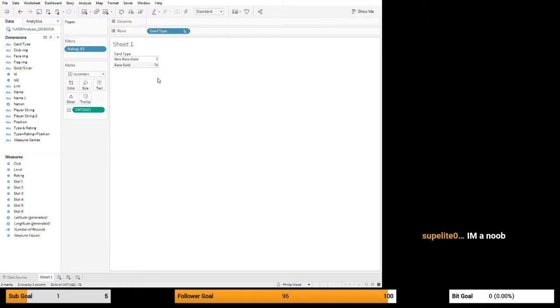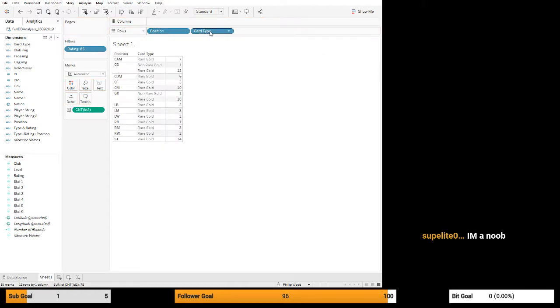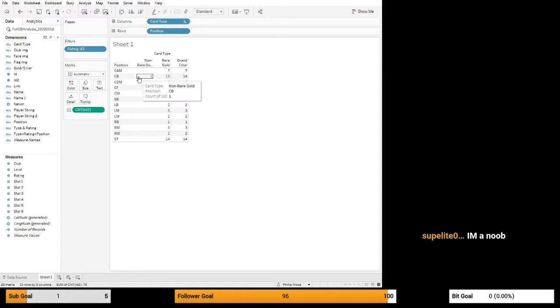Now we see we've got 76 rare gold 83s, yeah? Because the 83 rating is what we filtered by. Let's put the position up here. Actually, I'll switch them around. So now you can see, let's just sort that a little. My brain doesn't work very well when things are wonky. I need to see it as if it's on the pitch.